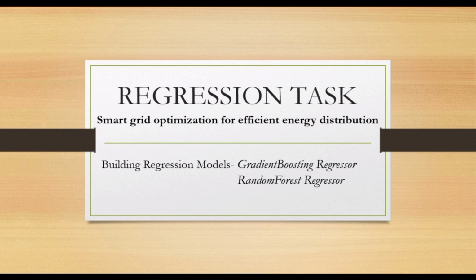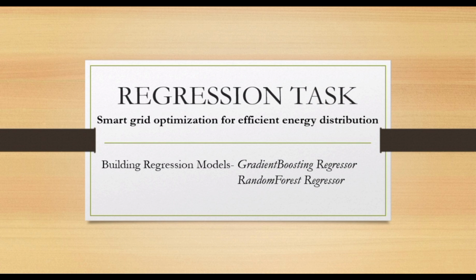Regression is a type of machine learning that is used to predict a numerical value based on the input features. It is used to find the relationship between the variables. The main goal is to find the best fitting model that minimizes the difference between the actual and predicted values. Here I'm going to teach you how to build two models. One is gradient boosting and the other one is random forest.